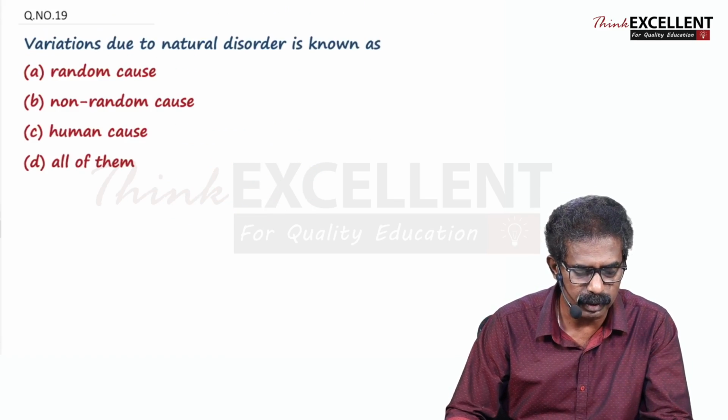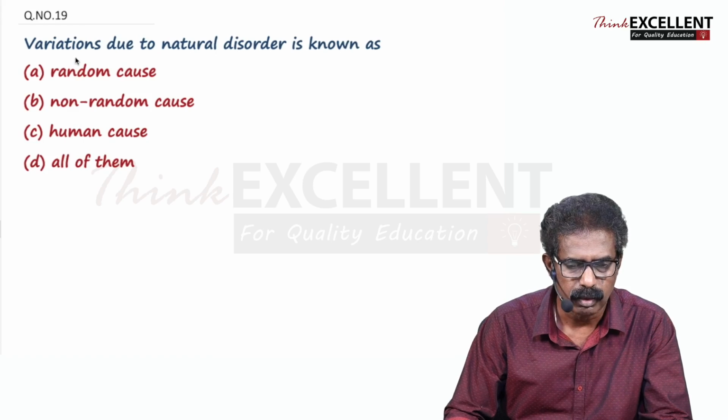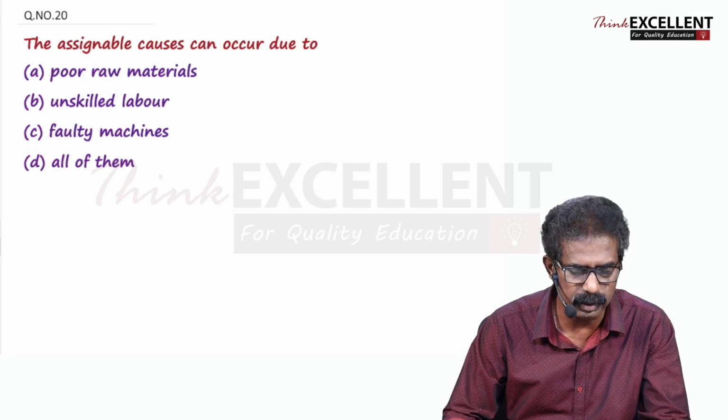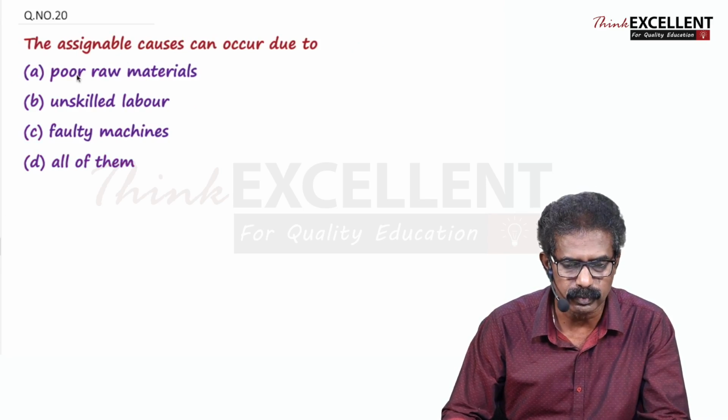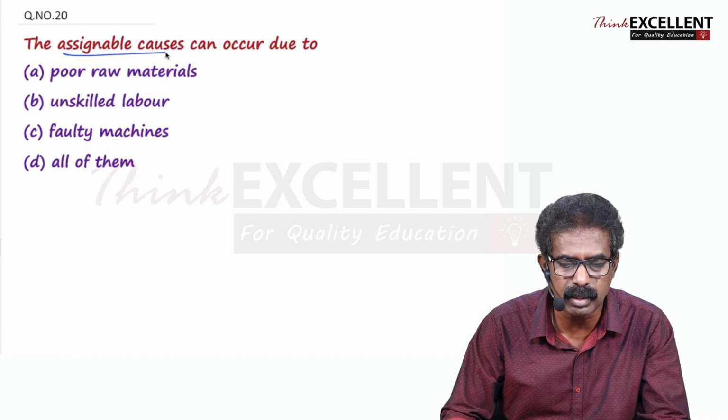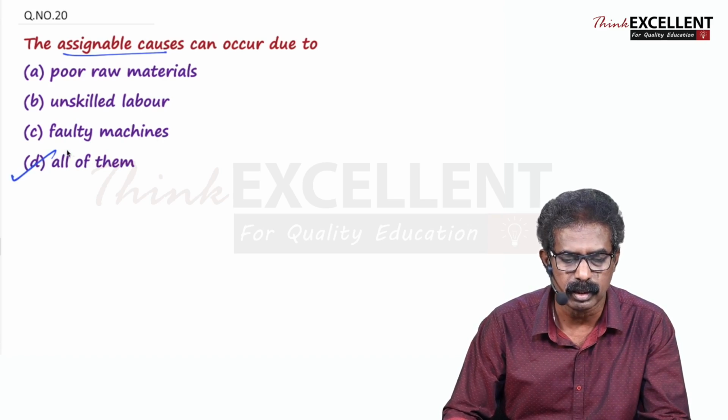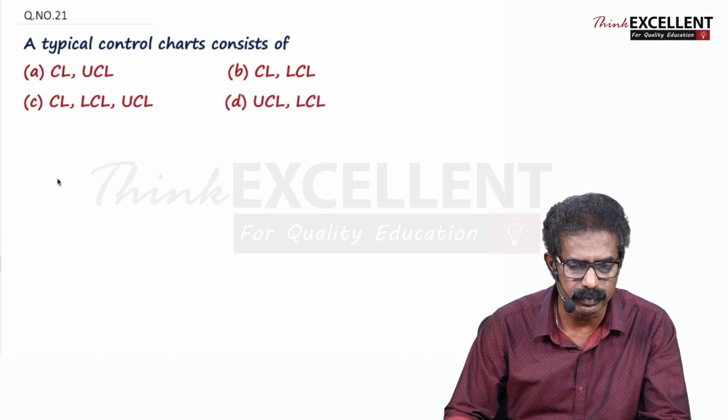Now question number 19. Variation due to natural disorder is known as random cause. Question number 20. The assignable cause can occur due to poor raw material, unskilled labor, faulty machines. Assignable cause, all these are true only. So your answer is all of them.